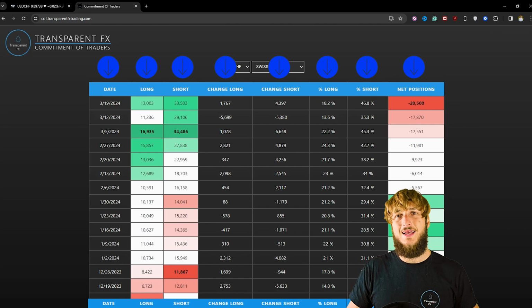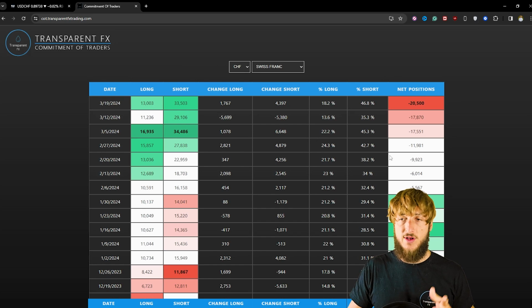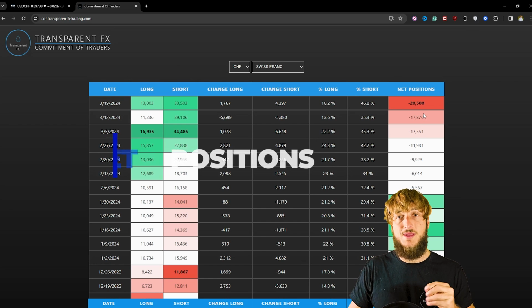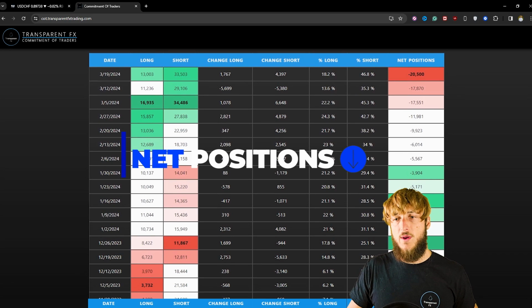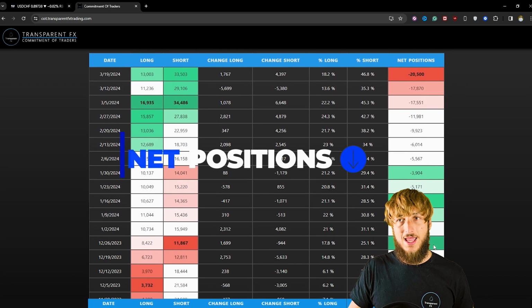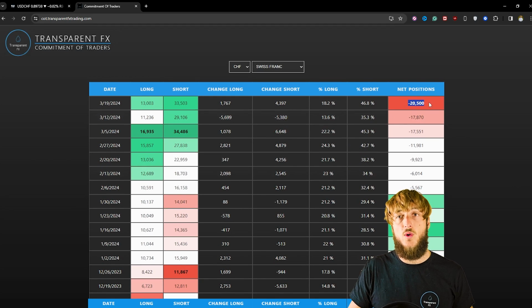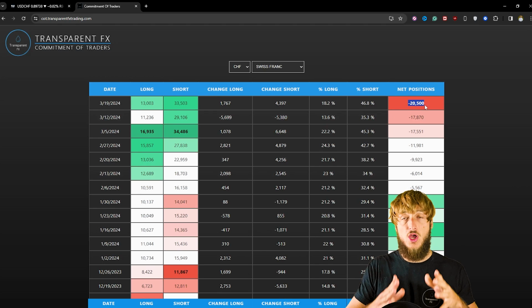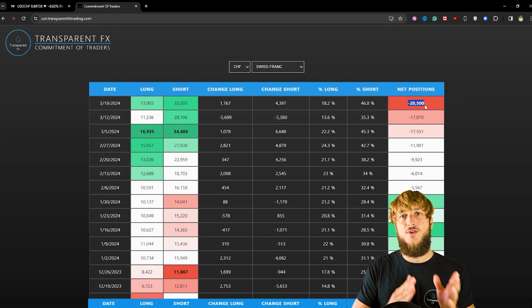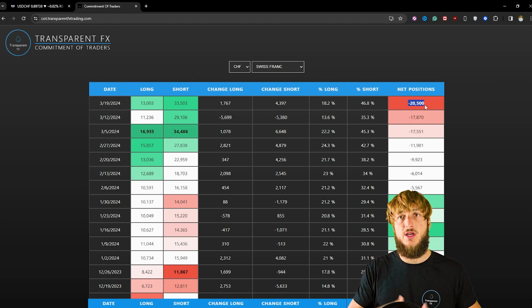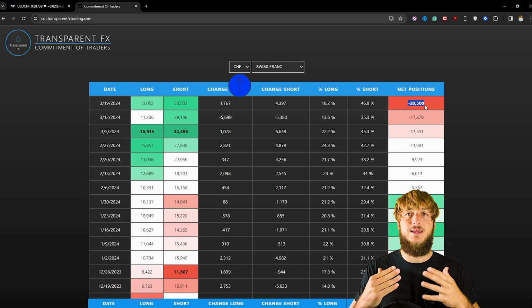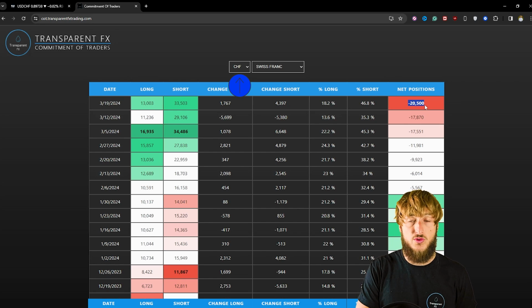Now, first of all, let's check the data for the CHF. Now, what we can see here is that with the last reports, net positions have been massively decreased. We went from having minus 3.4k net positions all the way down to minus 20.5k net positions. So clearly institutions have been moving aggressively to the bearish side of the CHF, adding tens of thousands of shorts.